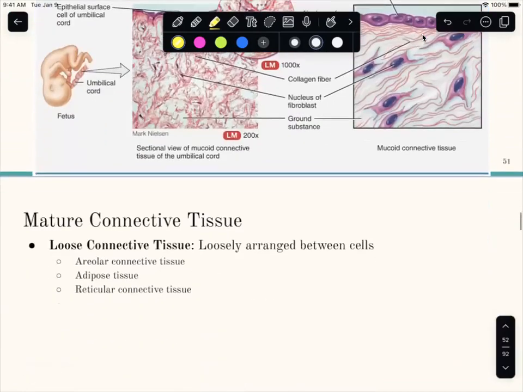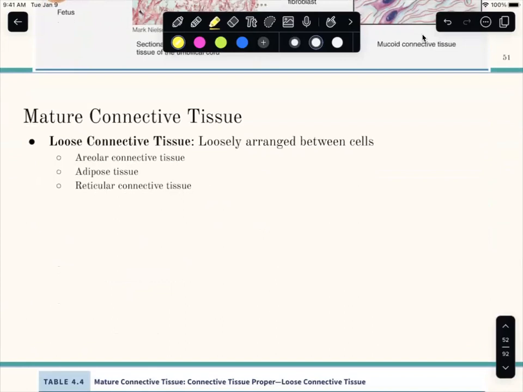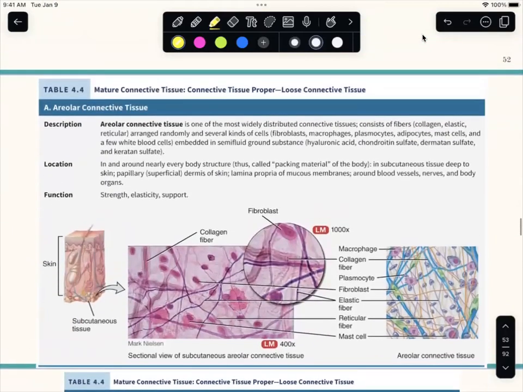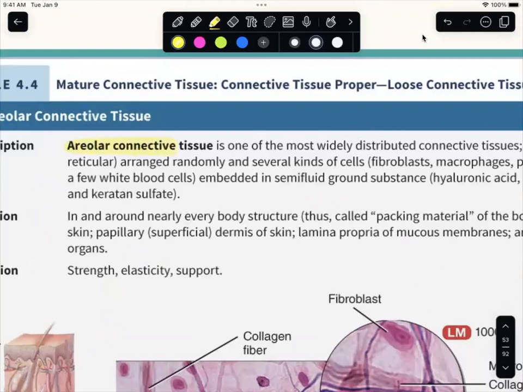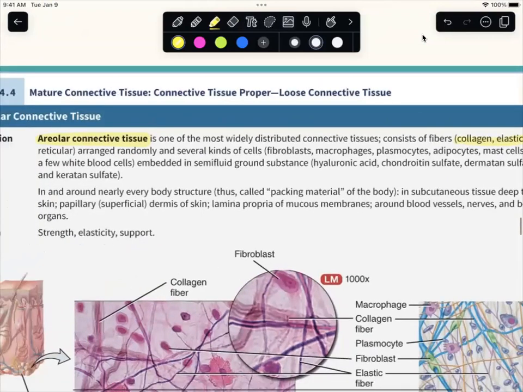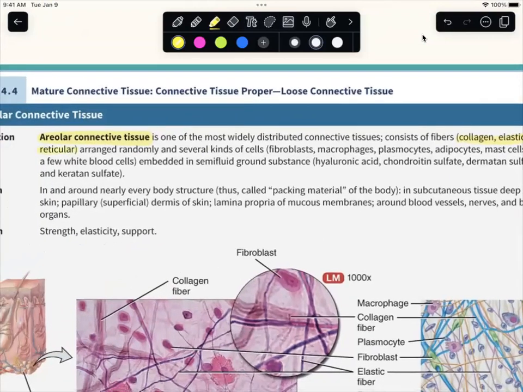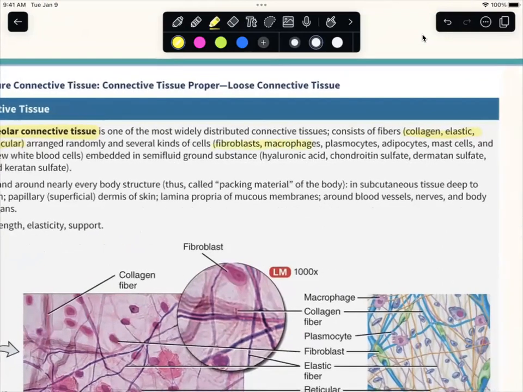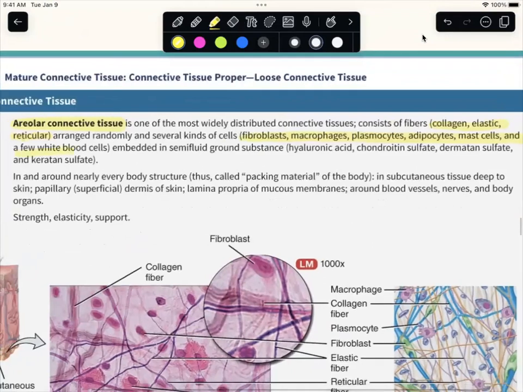Let's get into the main types of connective tissue. They're put into different categories. So we have loose connective tissue. Loose means it's going to be loosely arranged. So we're going to have a lot of ground substance. You're going to see a lot of ground substance or white area around it. So the first kind is areolar connective tissue. We're going to have collagen fibers. We're going to have elastic fibers. We could even have some reticular fibers found throughout. You're going to see all of these different types of cells. Lots of different types. And then that ground substance can be made of any of those different types of ground substances that I mentioned before.